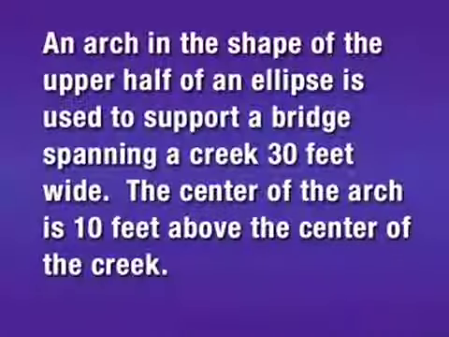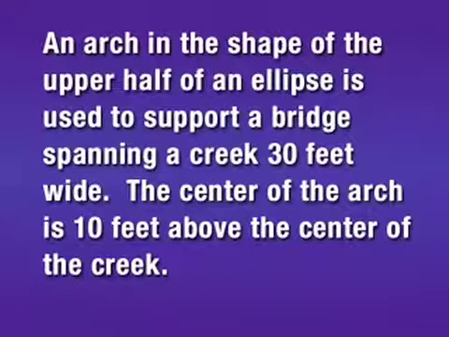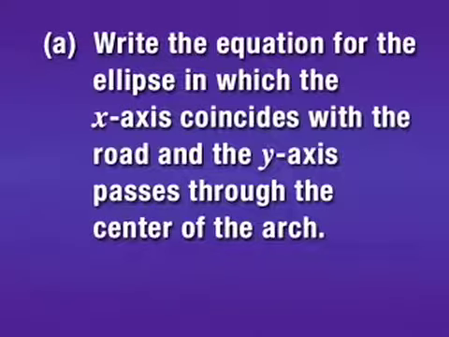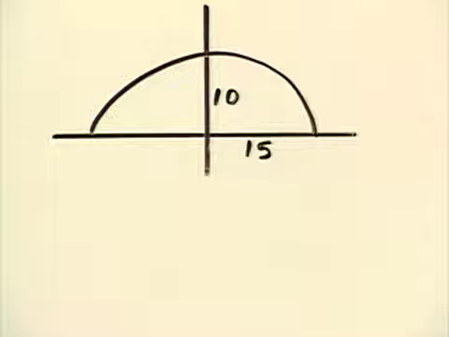An arch in the shape of the upper half of an ellipse is used to support a bridge spanning a creek 30 feet wide. The center of the arch is 10 feet above the center of the creek. Write the equation for the ellipse in which the x-axis coincides with the road and the y-axis passes through the center of the arch. So part A wants us to come up with the equation that illustrates this whole situation.